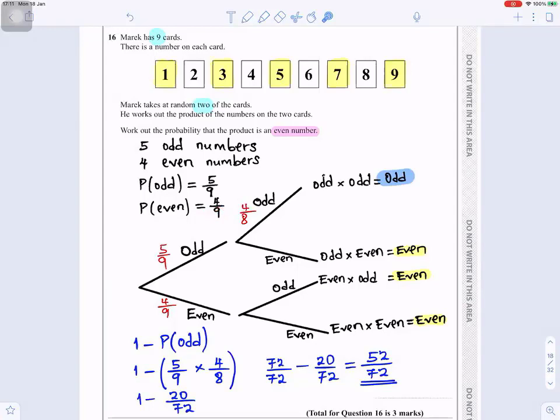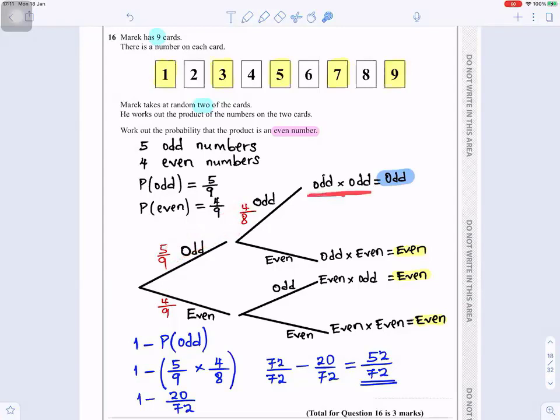Now we can put this on the probability tree diagram to make it easier. So we want to have the first time you have 5/9 for odd or 4/9 for even. For the next time, if it's odd again, it goes to 4 because you've taken 1, there's 4 left. 5 take away 1, there'll be 4 left. And 9 take away 1, there'll be 8 left.